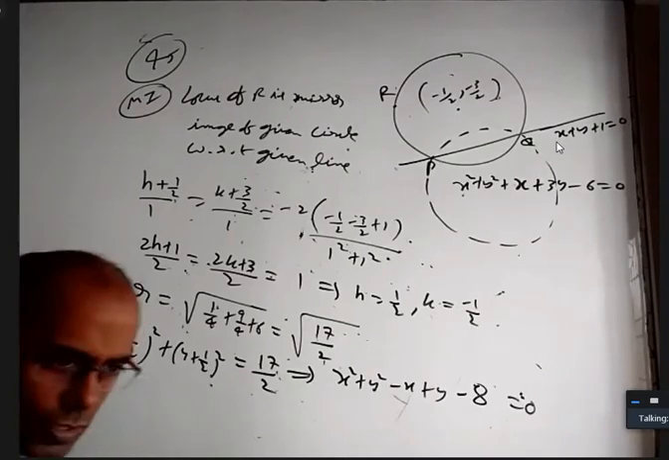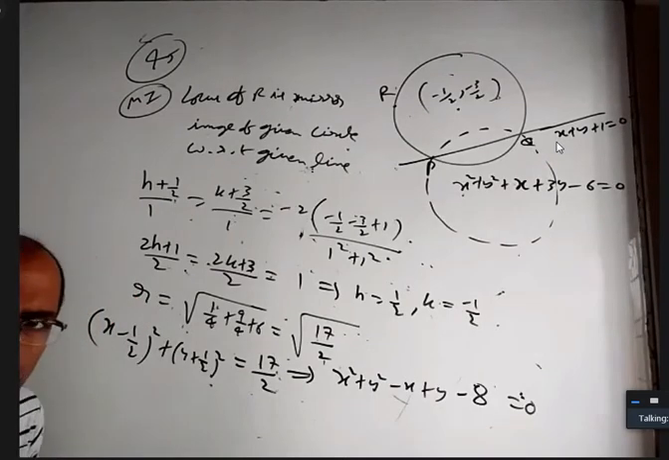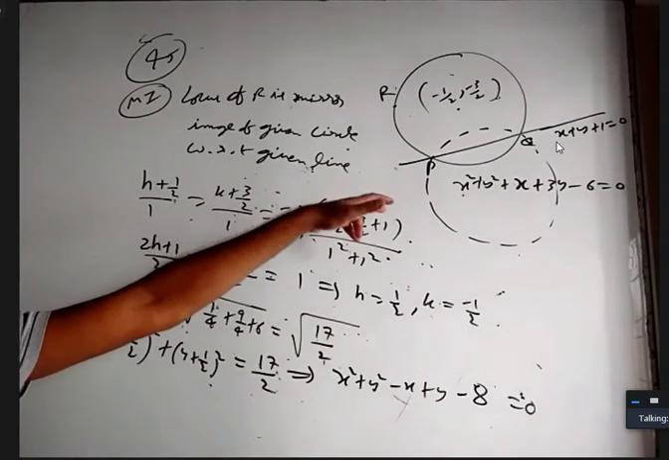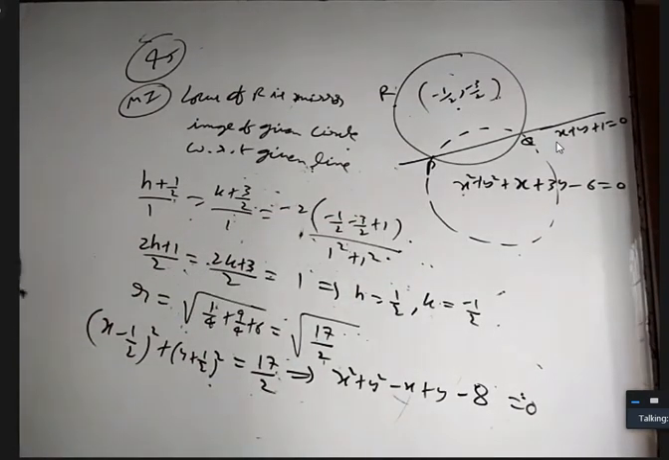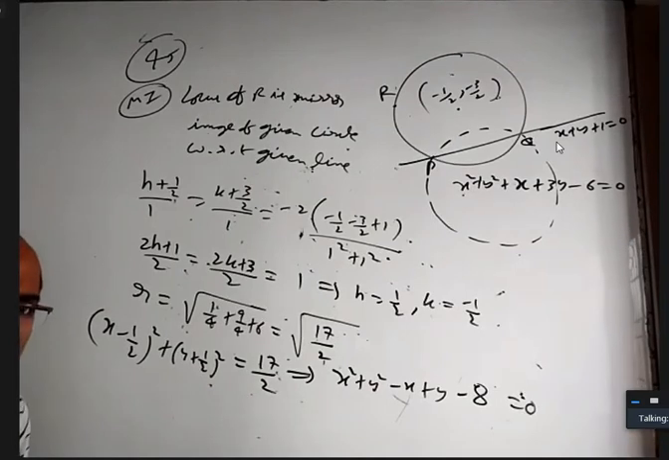Okay, everybody understood this, right? Yes, sir. Okay. How it is the image of that original circle? If somebody still has a doubt, I'm ready to explain once again. If anybody has a doubt.